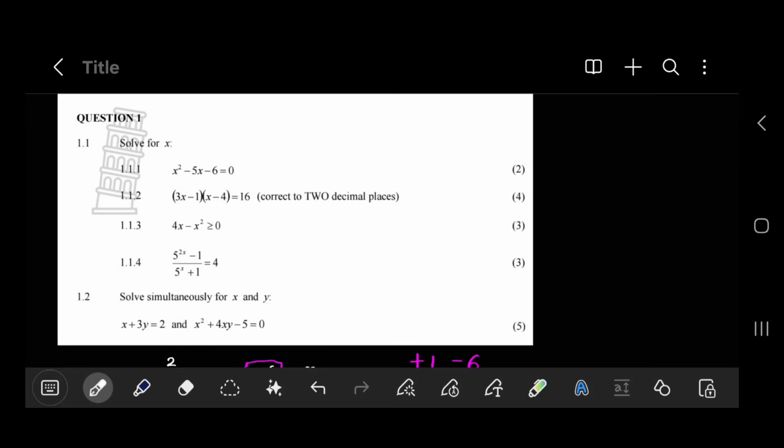Now there is a 1.3 in this paper, but I will be covering it in the next video. Make sure you check that out because that question is not your average algebra question. It is not in the typical format of your question 1.